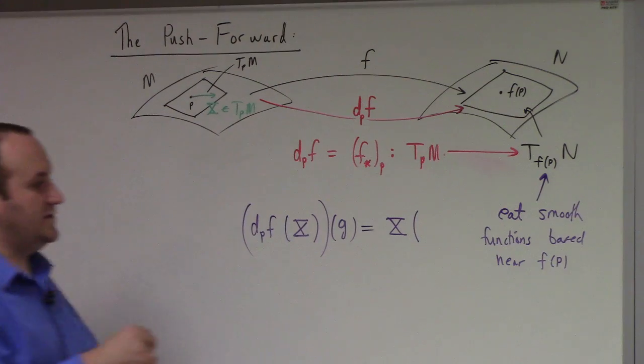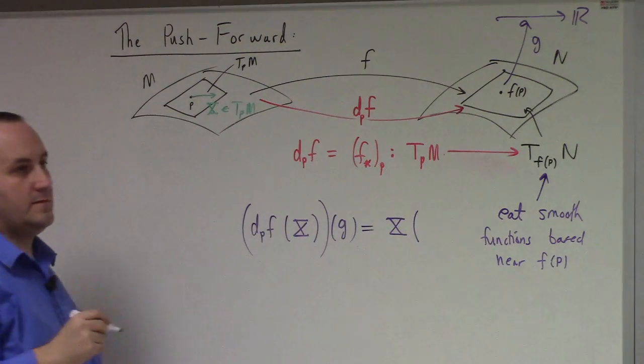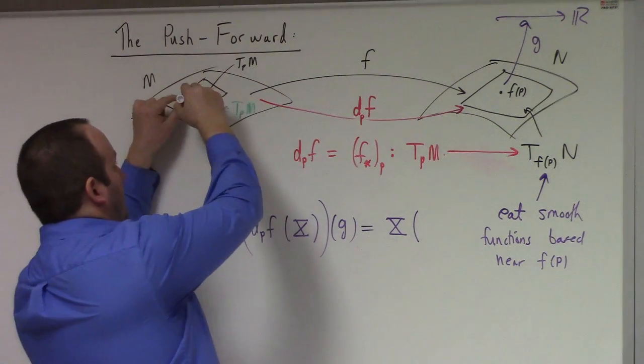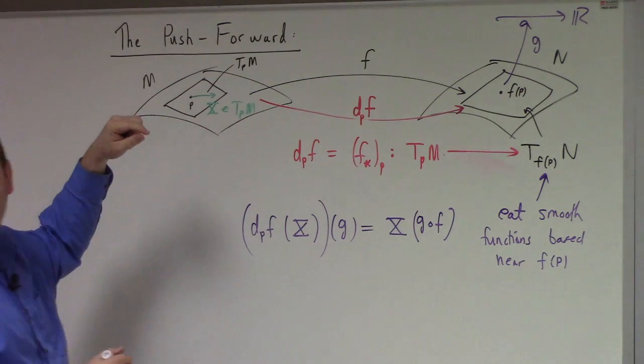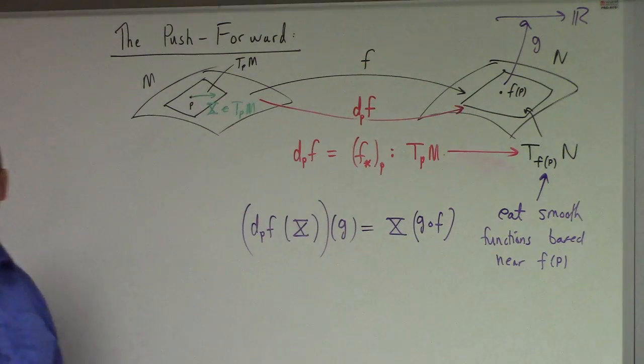What is g? g maps to the reals. It's a real-valued function on N. Again, I probably should draw the tangent spaces as a separate picture. That'd be better, but there's an intuition that's useful in drawing them in the same picture. So I want a function that goes from P to the reals: it's g composed with F. F takes you from P over to F of P, up to g. This makes sense. And there you go. That's the definition of the push forward.